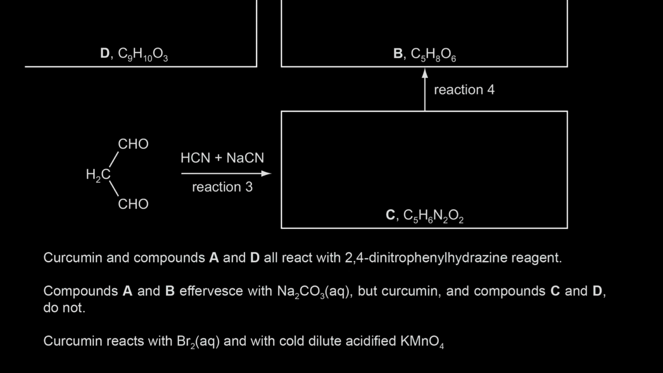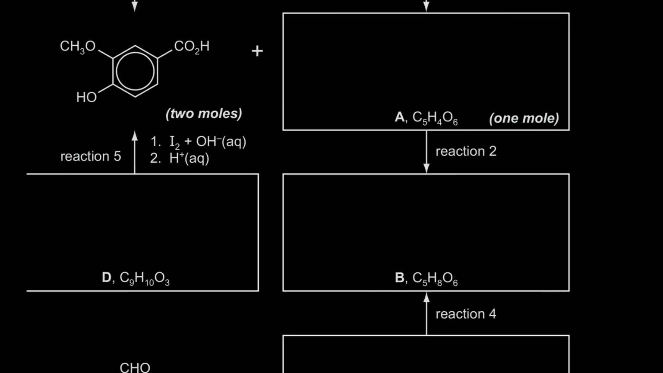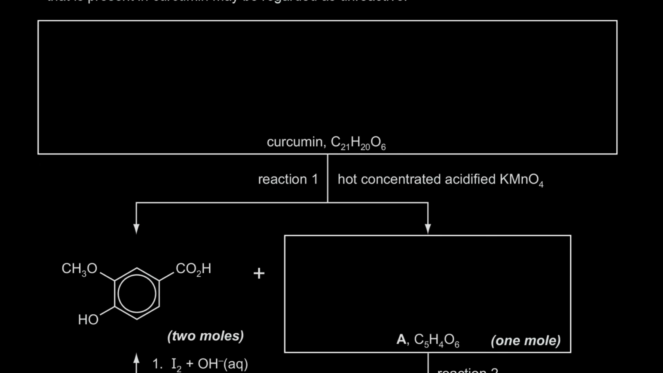Now the question says that curcumin and compounds A and D all react with 2,4-DNPH. Now this is a test. 2,4-DNPH is a test for carbonyl compounds. So what we're saying is that curcumin and compounds A and D have either aldehydes or ketones. That's where we get a positive test with 2,4-DNPH. So we have an aldehyde slash ketone, a carbonyl compound. That's true for compounds A and D as well as curcumin, which we have right here at the top.